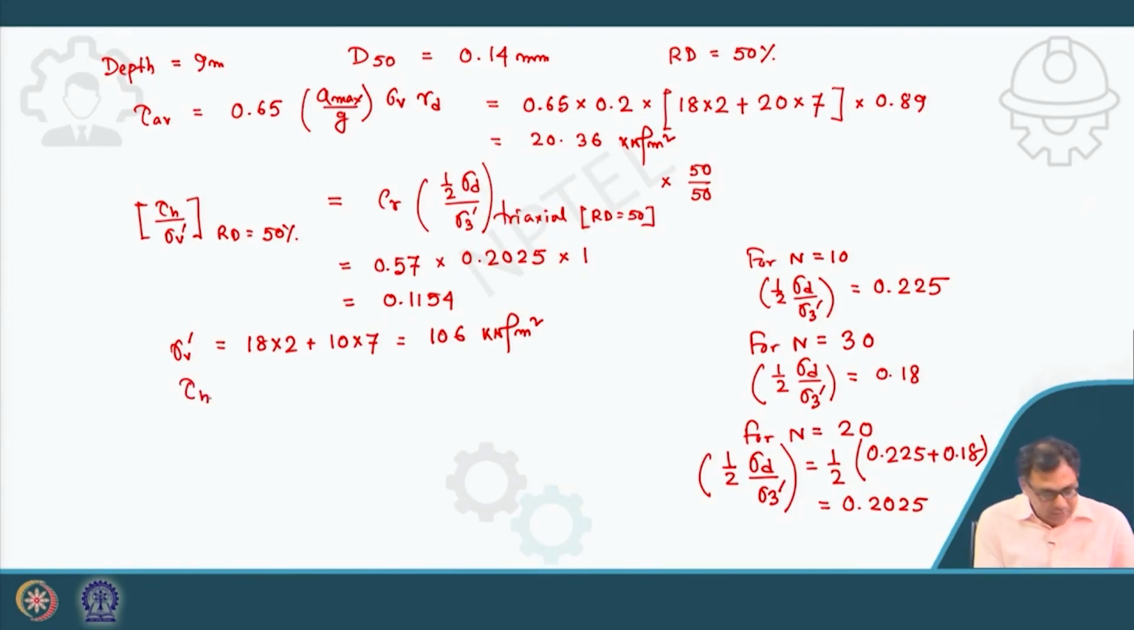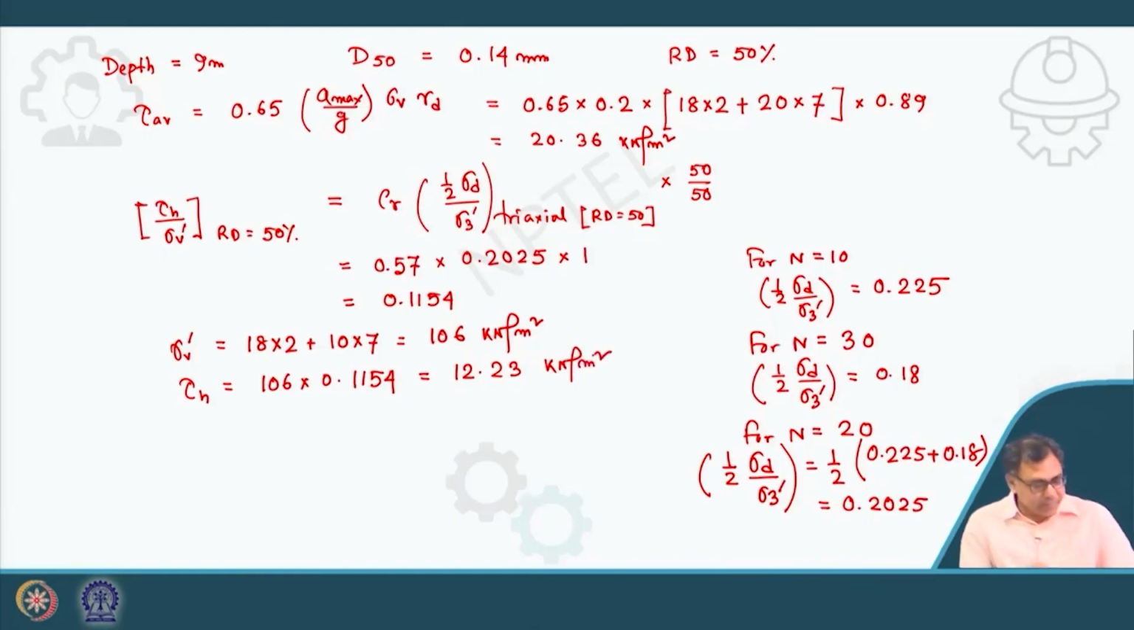So tau h will be 106 into 0.1154, which is equal to 12.23 kilonewton per meter square. So here again tau AV is greater than tau H, so liquefaction will occur.